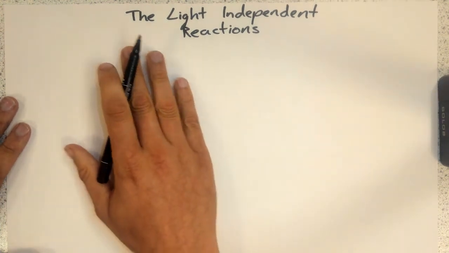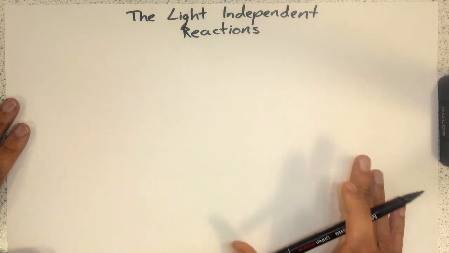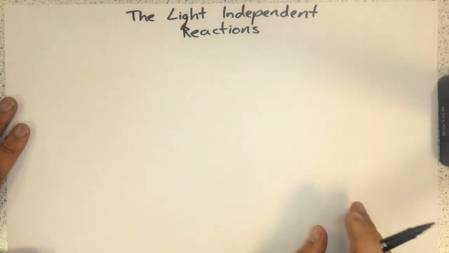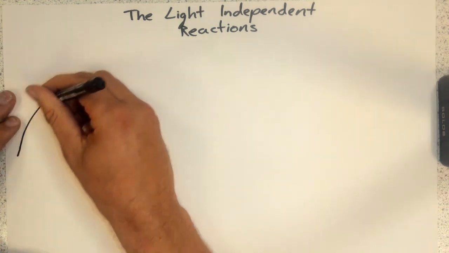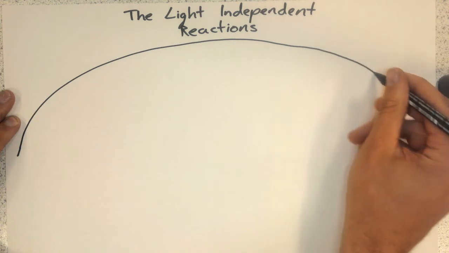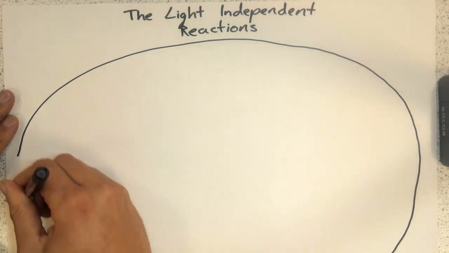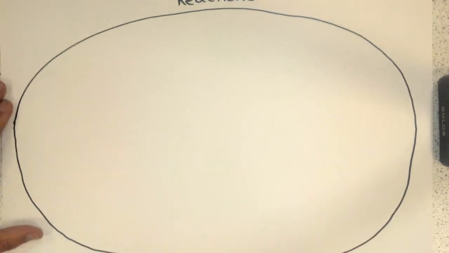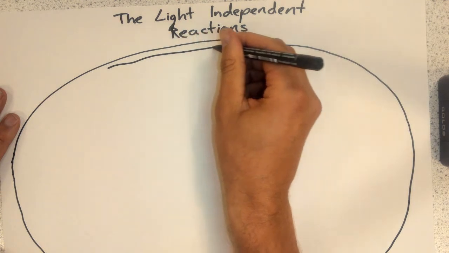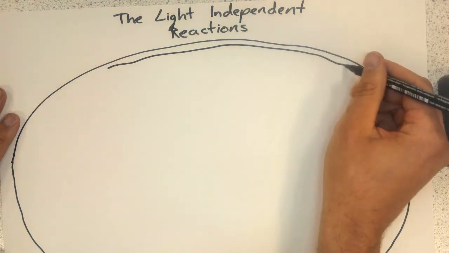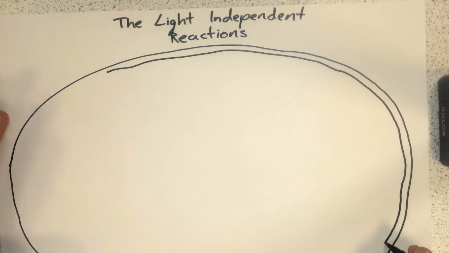Again, I recommend drawing along as I do so that you have a copy of the notes and to better understand the process yourself. I'm going to start by drawing the outer membrane of a chloroplast. All the reactions of photosynthesis happen inside a chloroplast. Chloroplast has got a double membrane, so I'm going to draw a second membrane on the inside of the first.